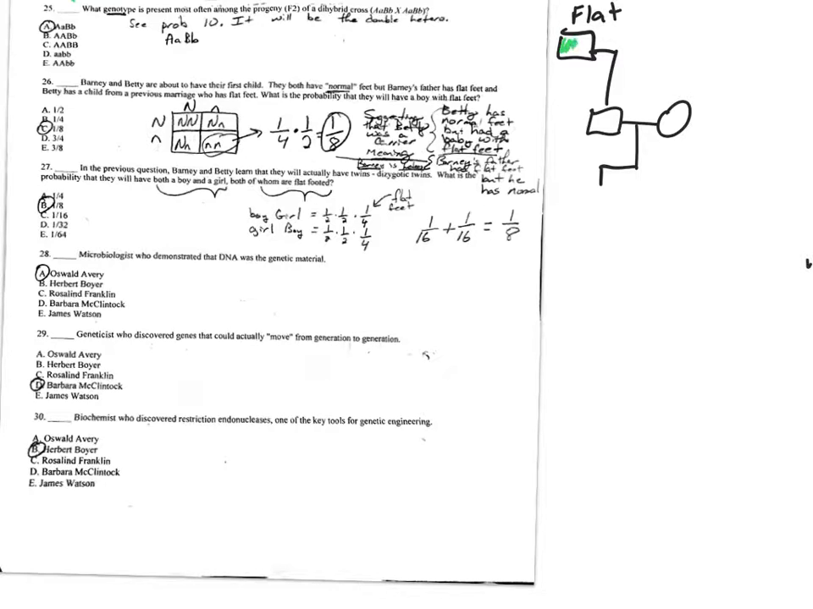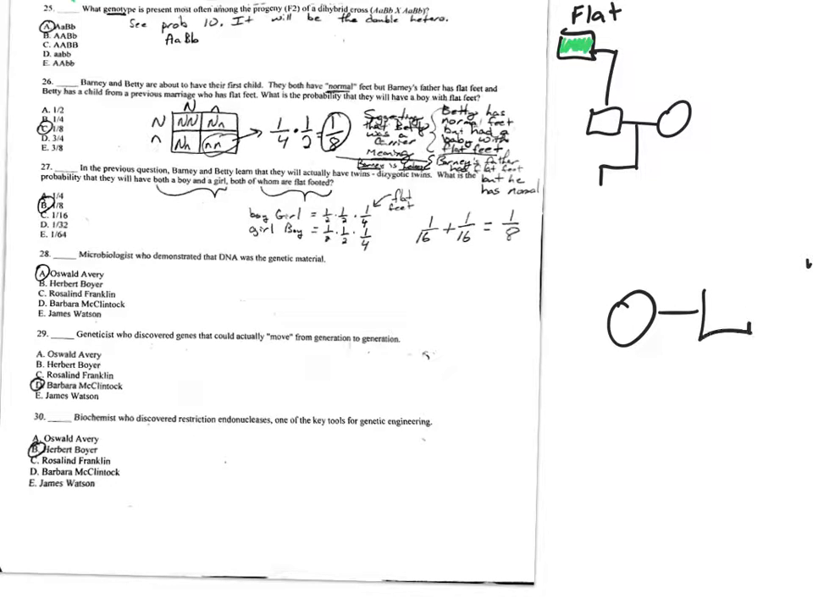So Barney's dad had flat feet. Let's just give him the character. We don't know if it's dominant or recessive yet, right? Barney and Betty don't have it. Now Betty has a child from a previous marriage. So Betty was married before, and so let's go ahead and do that drawing. Rather than getting complicated, let's just do this again.